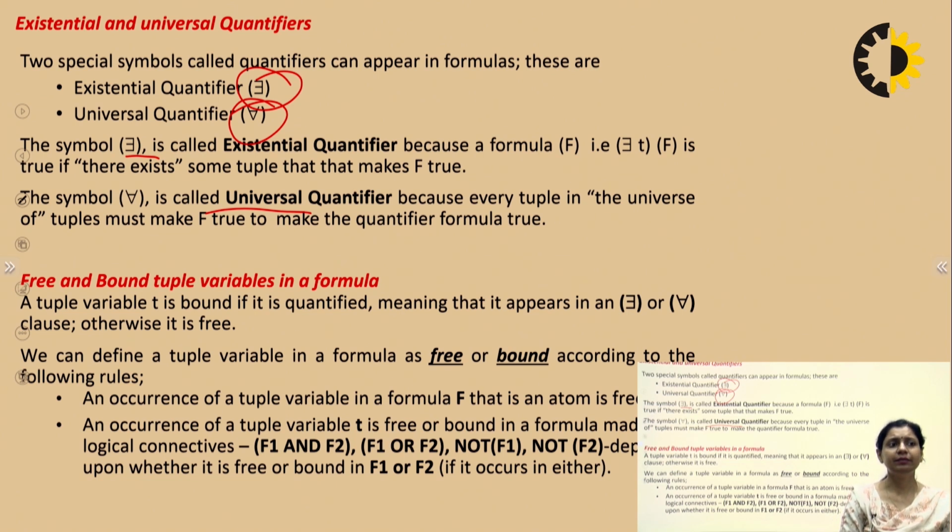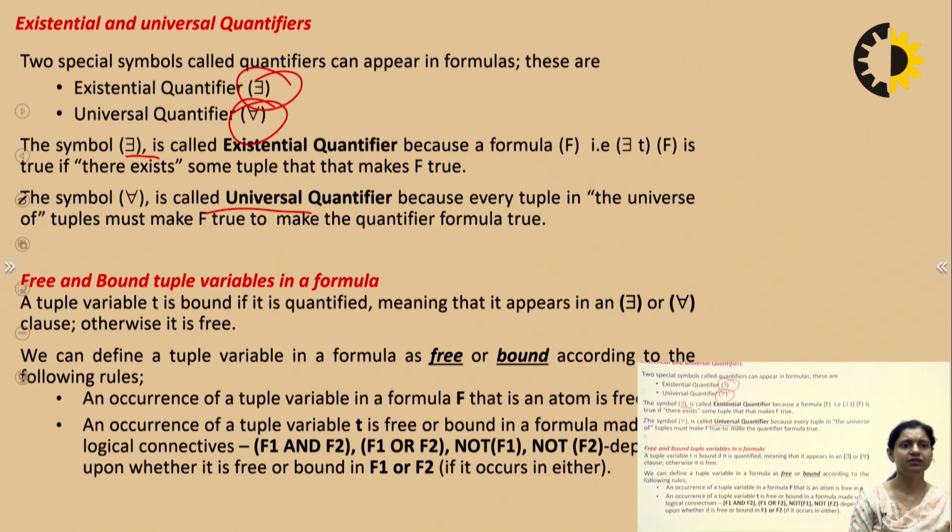Then we have free and bound tuple variables. The tuple variable t is bounded if it is quantified, meaning that it appears either in a there exists or for all clause. Otherwise, it is free. Free means we are not applying any condition over there. If we are applying a condition either by there exists or a universal quantifier, in that case it becomes a bounded tuple.